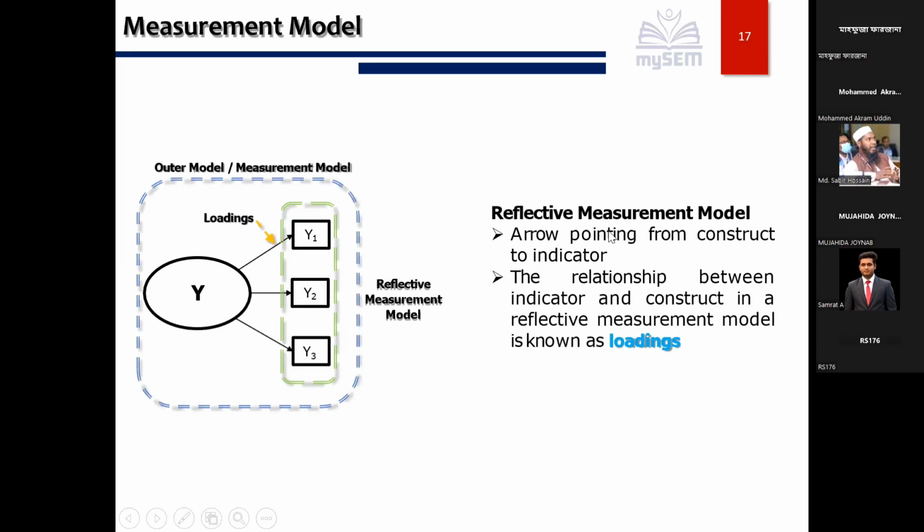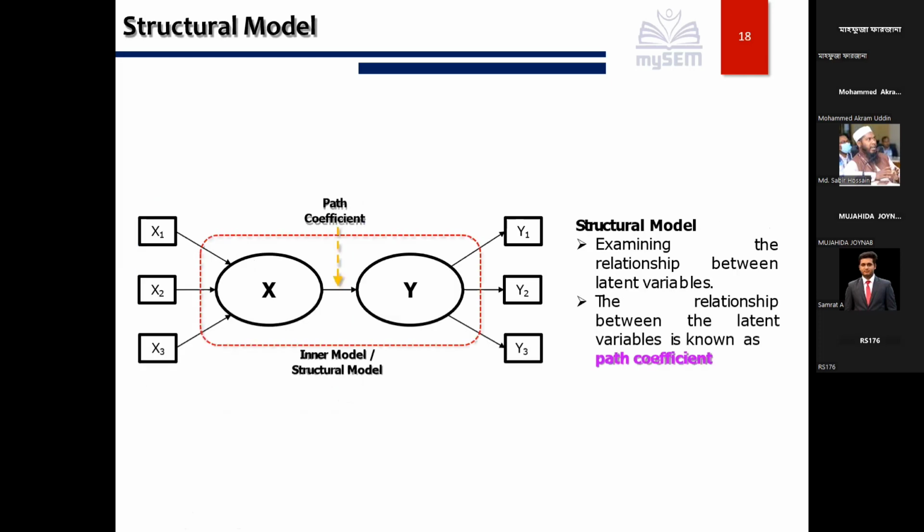So, the reflective measurement model. See the arrow pointing from construct to indicator. Reversed: construct to indicators. So you have to remember. The relationship between indicator and construct in a reflective measurement model is known as loading. So these are the things you have to remember. It's not rocket science.